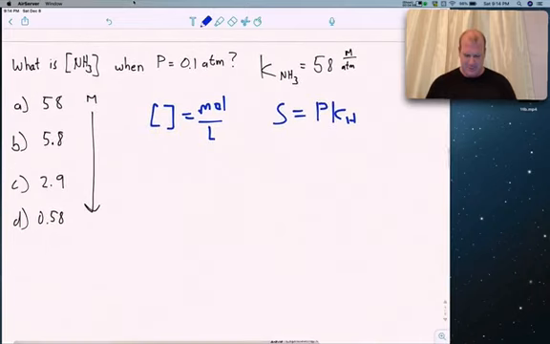Let's see if you can do this. Try this by yourself. What is the concentration of ammonia when the pressure of ammonia is 0.1 atmospheres? I'll go ahead and solve this for you. Solubility is pressure times Henry's law constant, 0.1 atmospheres times 58 molar per atmosphere. So that's going to be 5.8.